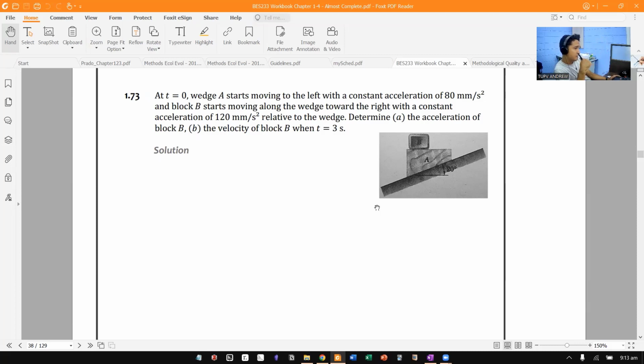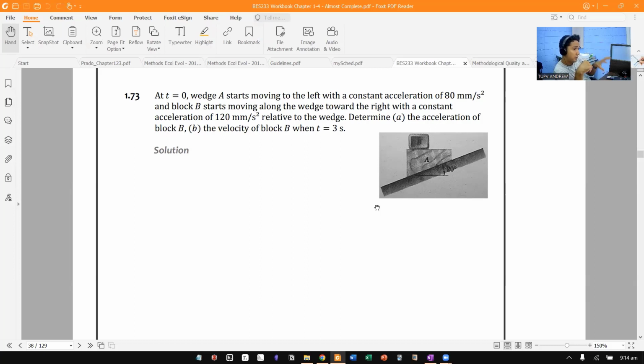Okay? It started to move. If it moved perfectly horizontal to the left, it would float. So it starts from 0, and it starts to move with that acceleration. And block B starts moving along the wedge toward the right with constant acceleration of 120 mm per second squared. Usually, they both start from rest. One is perfectly horizontal to the right, the other to the left, but with 20 degrees inclination.